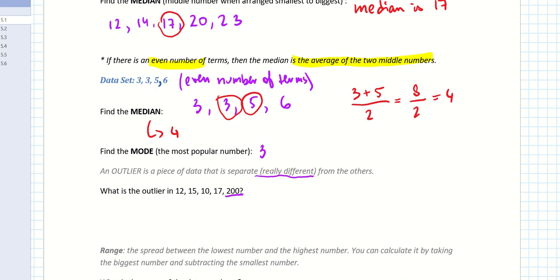Now, it doesn't always have to be the biggest number. Sometimes it could be really small. For example, if you have 12, 15, 10, 17, 20, and then you have 0.05, that can also be an outlier. Basically, it's just really different. It could be much bigger or much, much smaller than the other numbers. So in this case, the outlier in this data set is the 200 because it's considerably bigger than the other values.